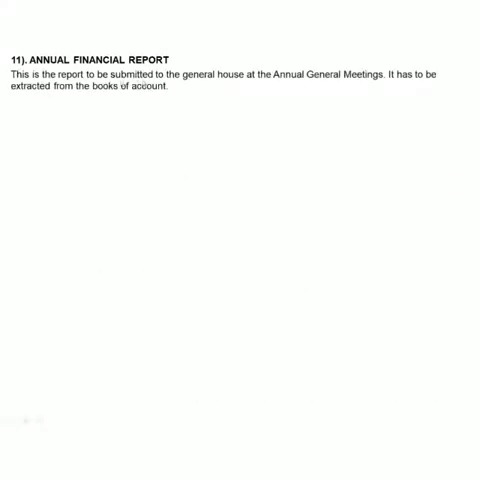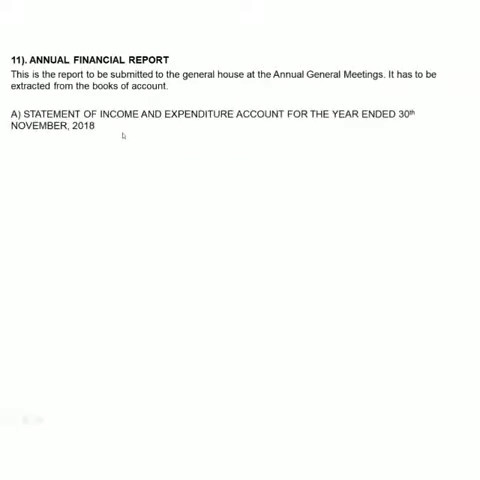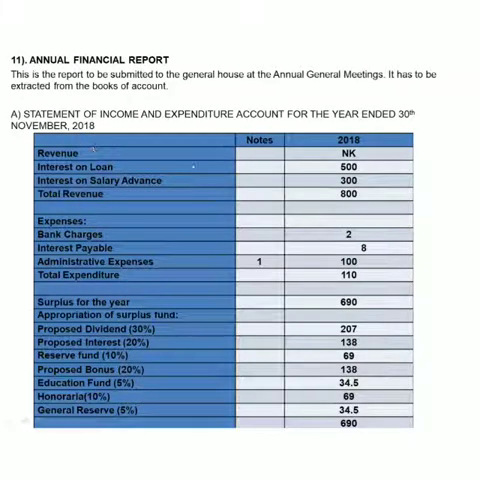Annual financial reports. This is a report to be submitted to the General House at the annual general meeting. It has to be extracted from the books of accounts. Number one is statement of income and expenditure account for the year ended, say, 30th November 2018. This is a typical example of statement of income and expenditure.